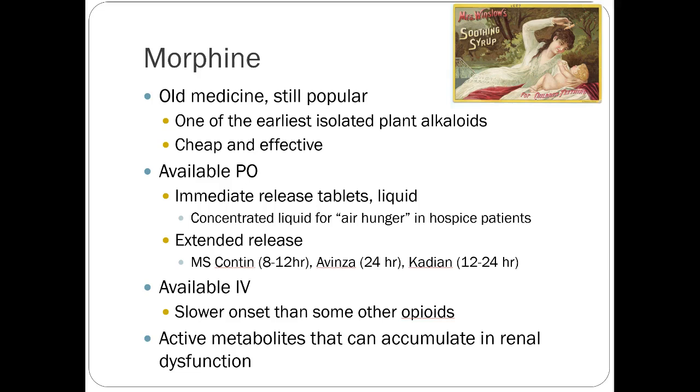Extended release products, you have MS Contin. MS stands for morphine sulfate. It's a poorly approved abbreviation. People don't like it because they're like, oh, you could mix it up for something else. But the brand name is MS Contin, but it is morphine extended release. And that's the most common one you'll see for the ER.